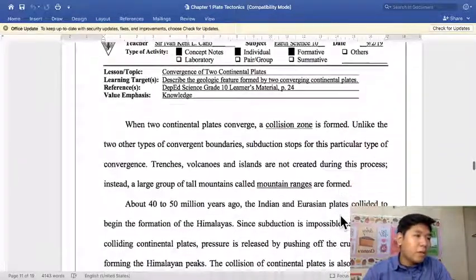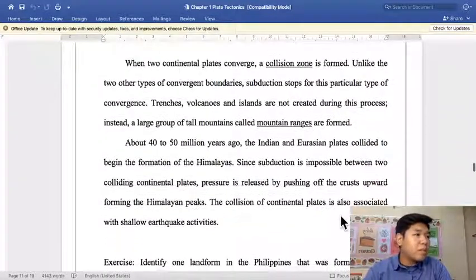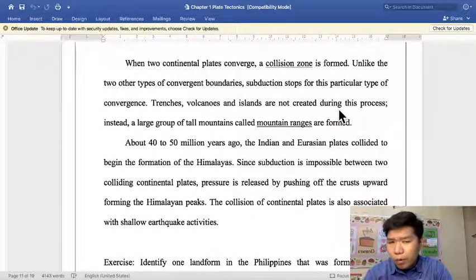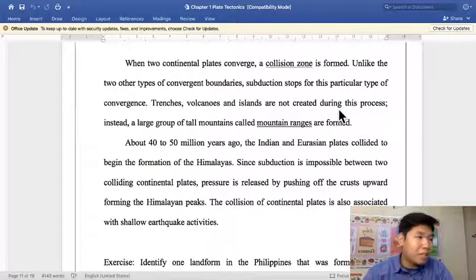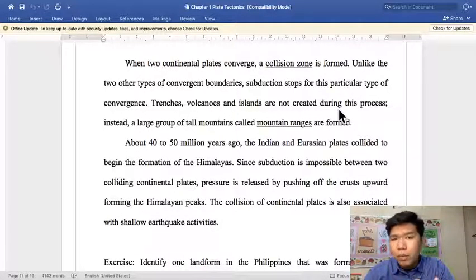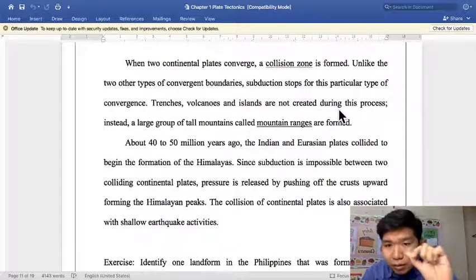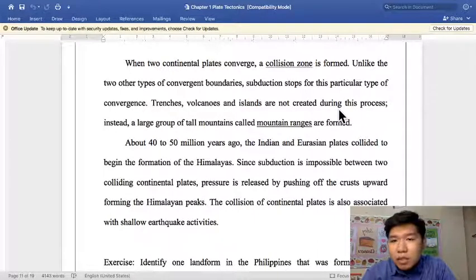Okay? When two plates converge, a collision zone is formed, the boundary between the two continental plates. Unlike the other types of boundaries, subduction stops for this particular convergence. But we know that some ancient oceanic crust sinks. Trenches, volcanoes, islands are not created by this process. A large group of tall mountains, mountain ranges, are formed.